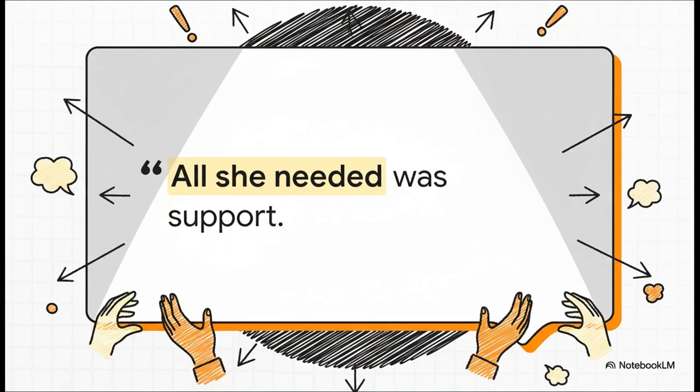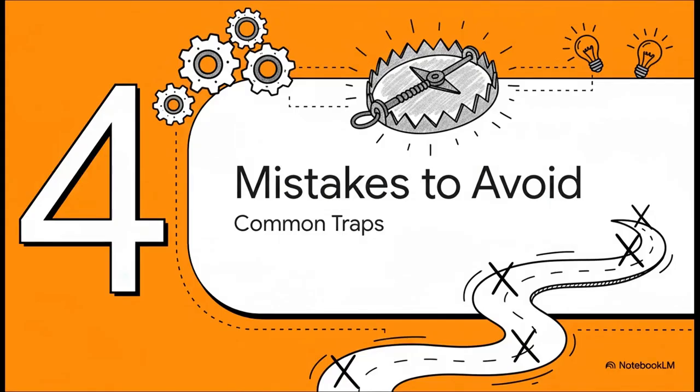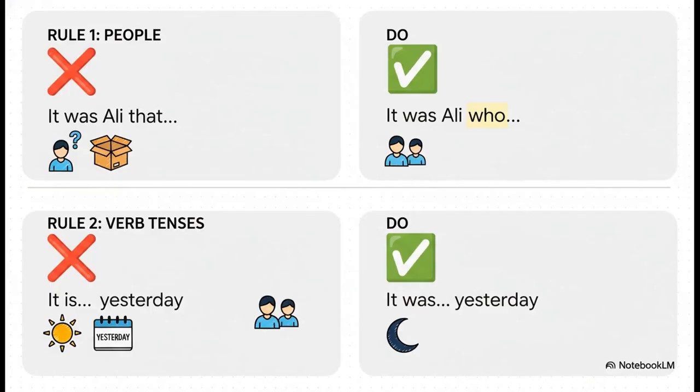It's incredibly powerful. Now, to use these structures like a pro, you do need to watch out for a couple of really common traps. So let's make sure you can avoid them. Okay, two key rules to remember. First, always use who for people. Saying it was Ollie that is a super common mistake, but it should be who. And second, make sure your verb tenses match. If you're talking about something that happened yesterday, you have to use it was, not it is.